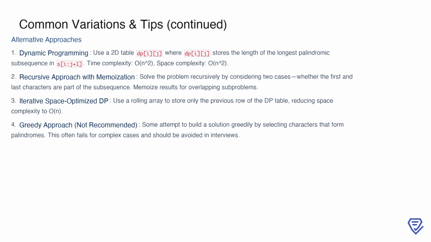A recursive approach with memoization is another option, where you solve the problem by considering whether the first and last characters of a substring are part of the solution. By memoizing results, you avoid redundant calculations across overlapping subproblems. For an iterative, space-optimized solution, you can use a rolling array to store only the previous row of the DP table, reducing space complexity to O(n).